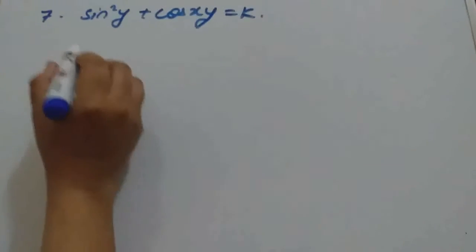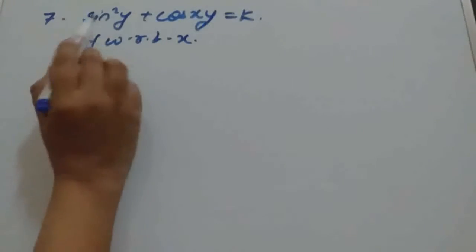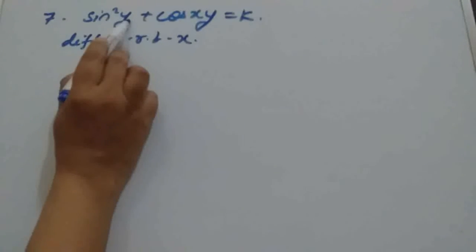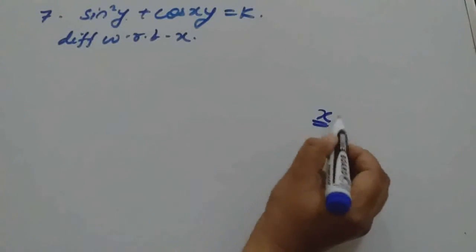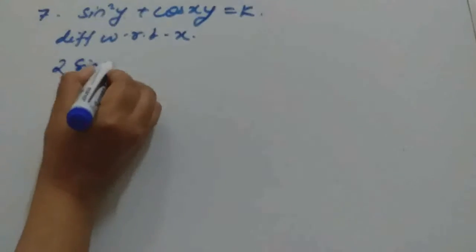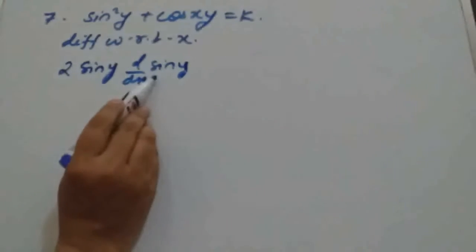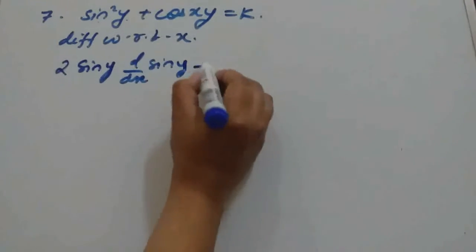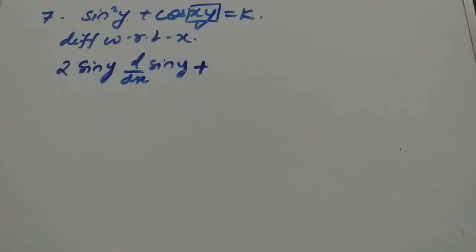Differentiate with respect to x. Now sine square y is a composite function, isn't it? We have a power function in terms of x. So here sine y is given other than x. So what we will do, derivative will be 2 sine y, then derivative of sine y. Okay, derivative of the composite function. Now here this cos x derivative we know is minus sine x.